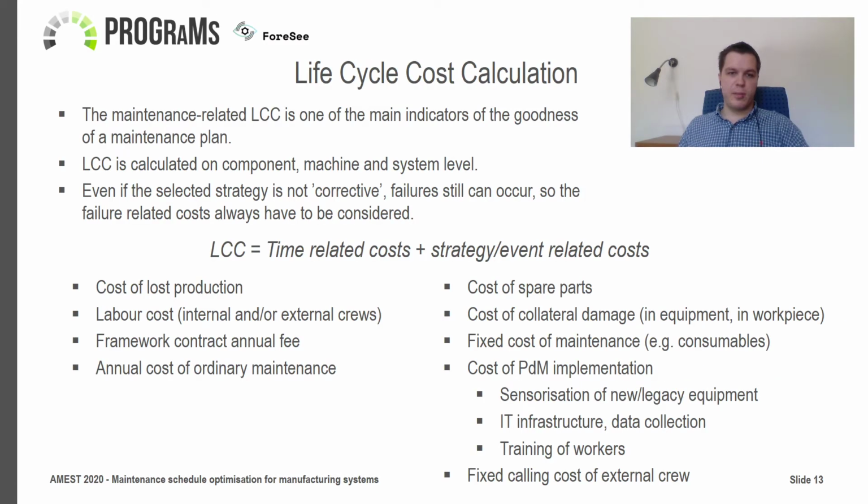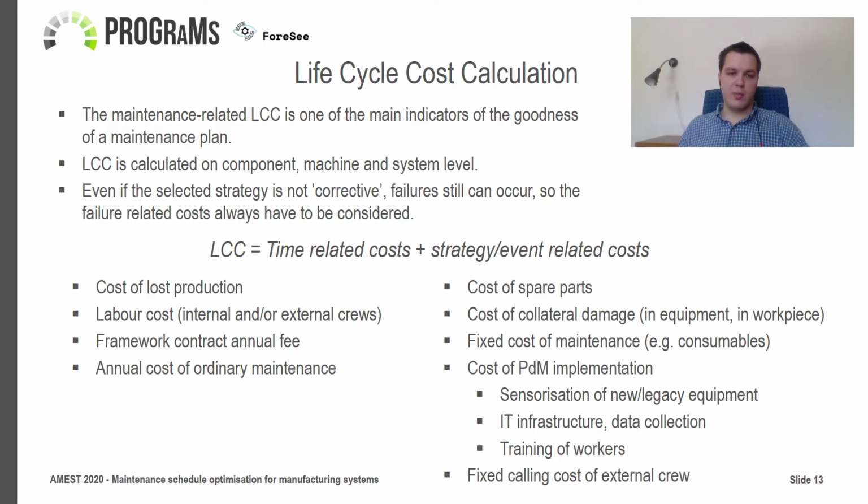Once we have the R&M parameters, they can be further evaluated to calculate some sort of goodness indicator of the maintenance plan. For profit-oriented firms of the manufacturing industry, the maintenance-related cost is a natural choice for such a purpose. In the framework of the program's project, a realistic life cycle cost model has been developed, which is composed of 2 main cost categories: time-related costs and event or strategy-related costs.